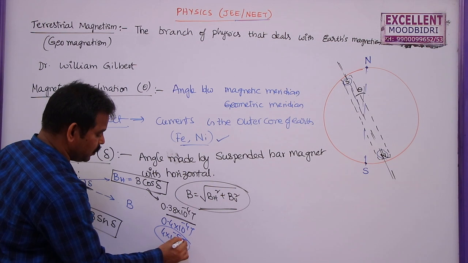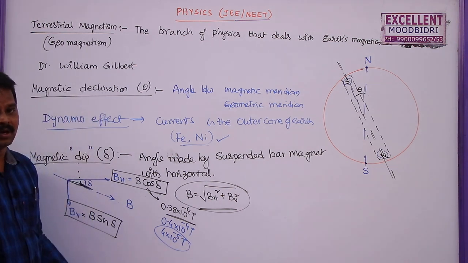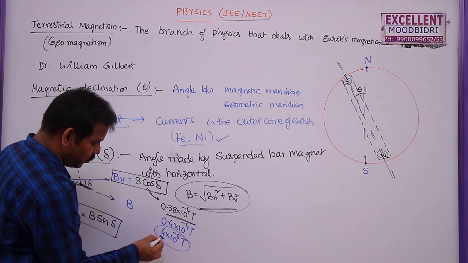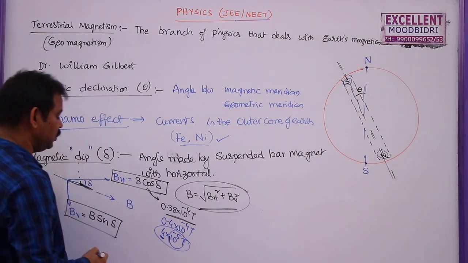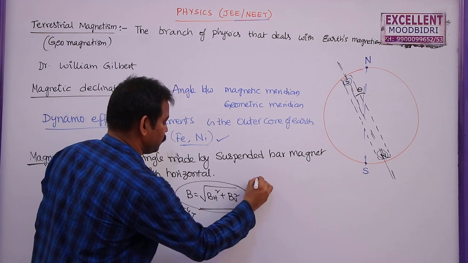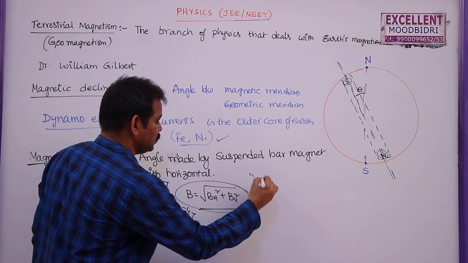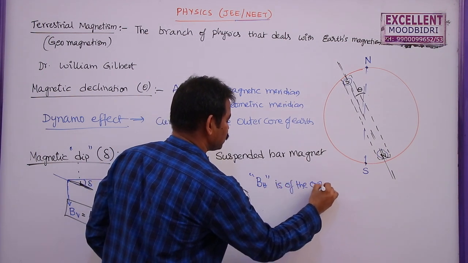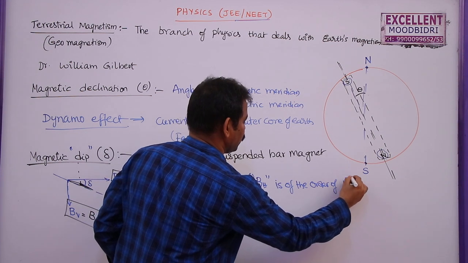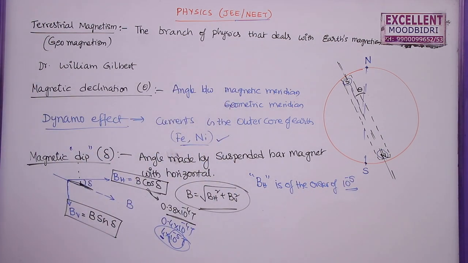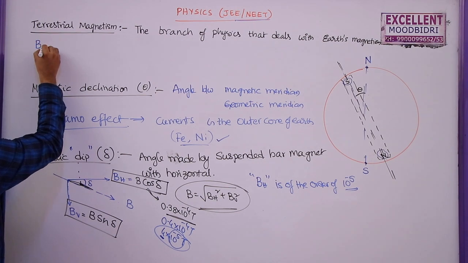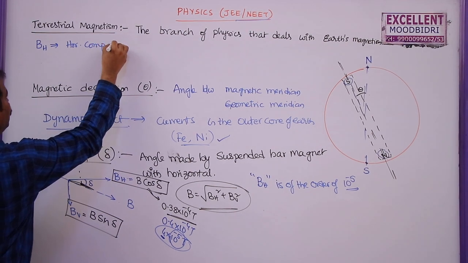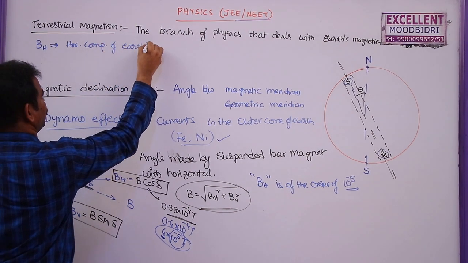In any question, if it is asked what is the order of the horizontal component of the Earth's magnetic field, the order is the power of ten when the number is between 1 to 9. So BH is of the order of 10 power minus 5. BH is the horizontal component of the Earth's magnetic field.